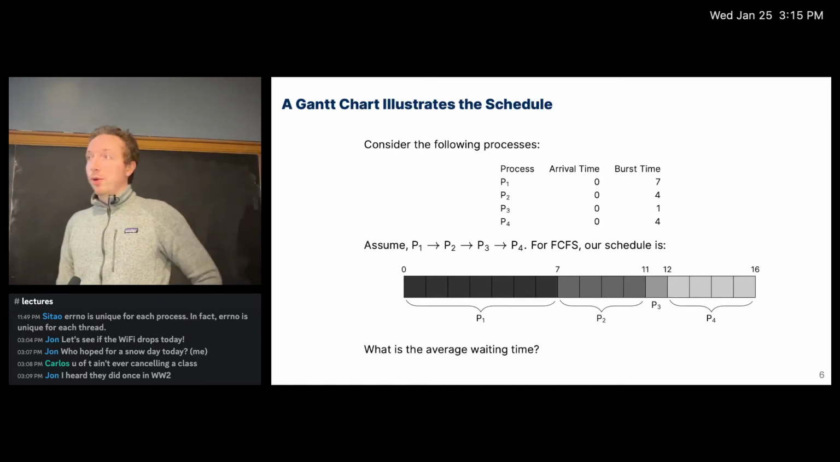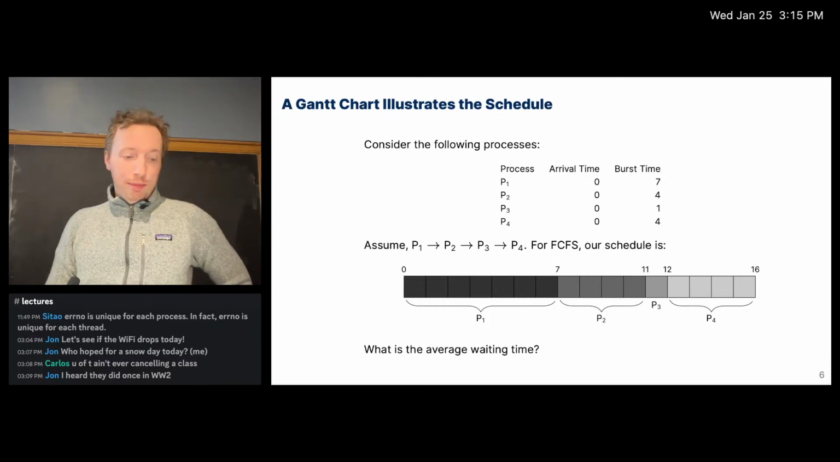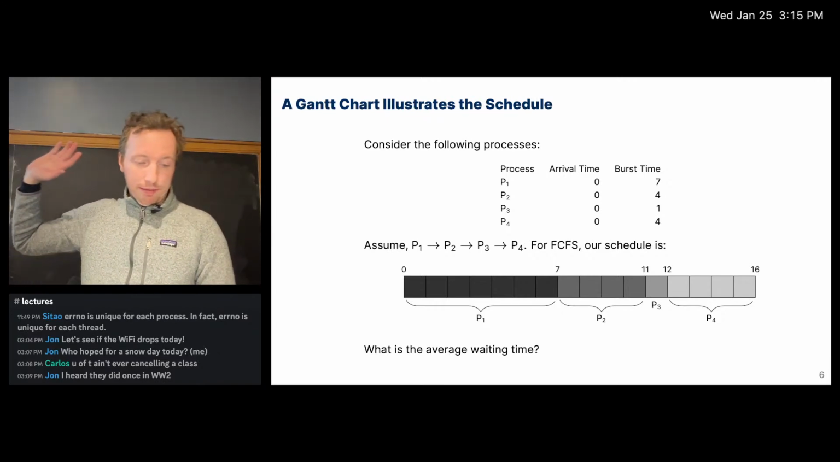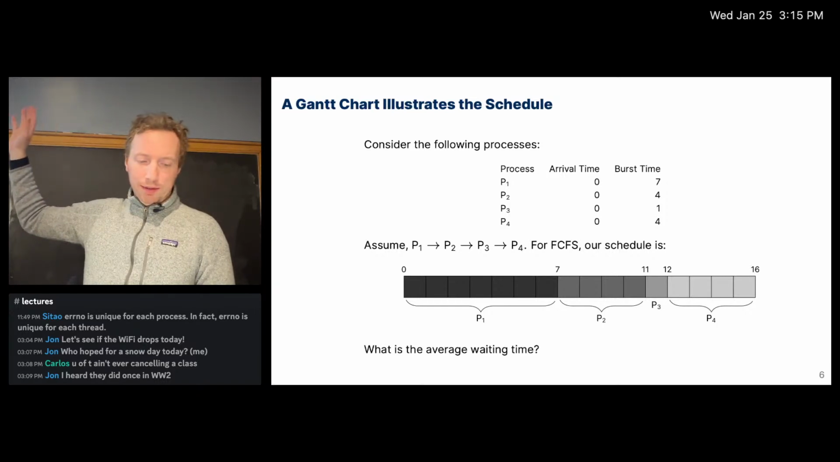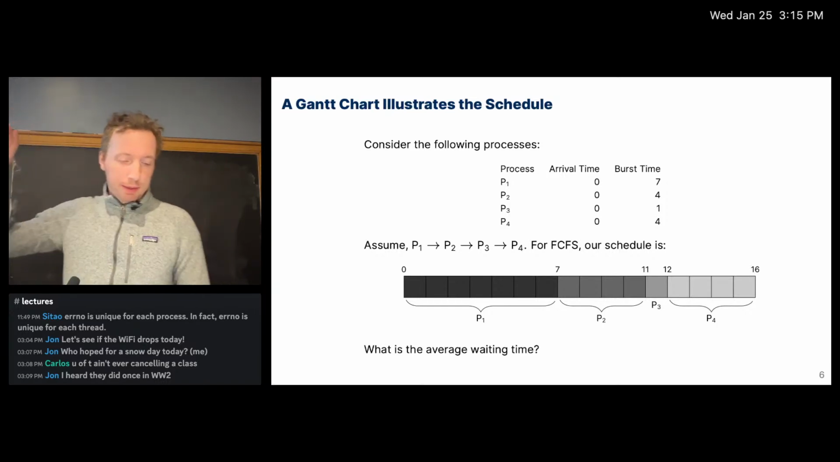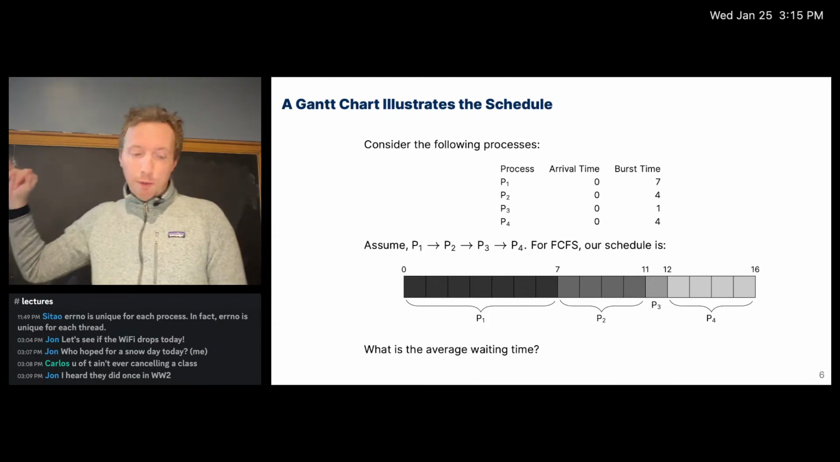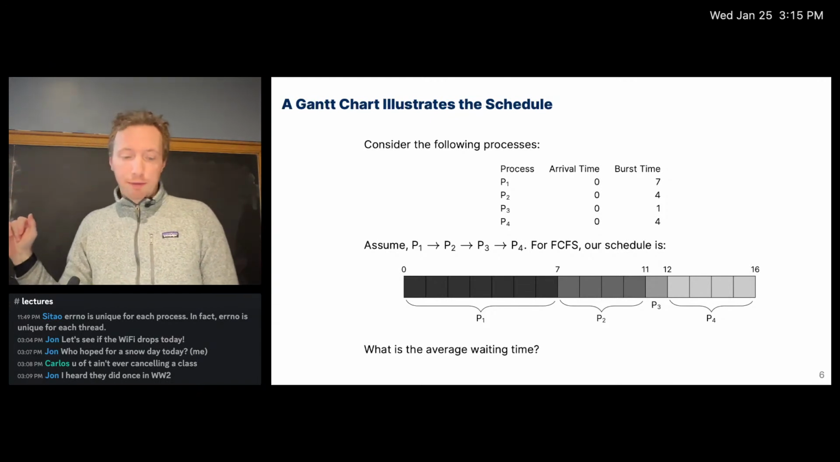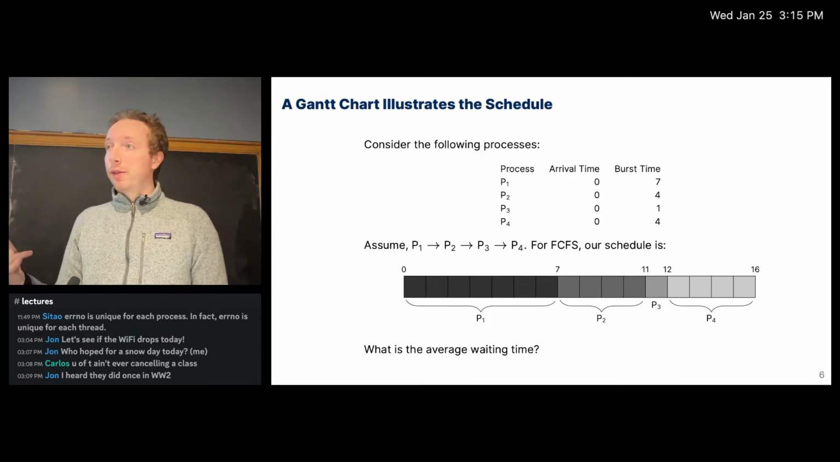So we'll go through a bunch of schedulers today, and they'll all be represented by Gantt charts, and we'll use the same example today, but fudge the numbers a little bit. So we'll consider 4 processes, P1 to P4, and then their arrival time is when they want to start executing, so when you would start them.